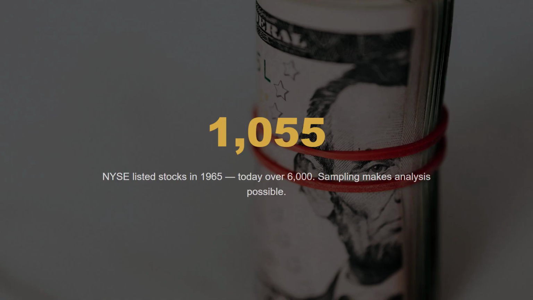The answer is sampling. And the mathematics behind it is so powerful that by studying a tiny fraction of a population, you can make statements about the whole population with 95% or 99% confidence. But only if you sample correctly. Get the sampling method wrong, and your conclusions are worthless. The CFA exam tests exactly this, knowing when your sample tells you truth and when it lies.